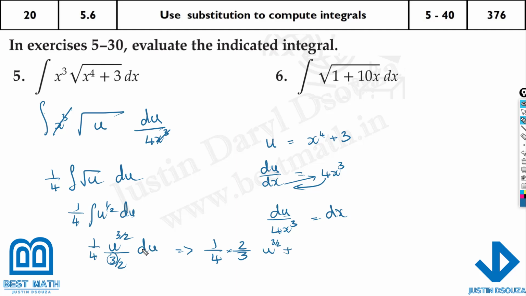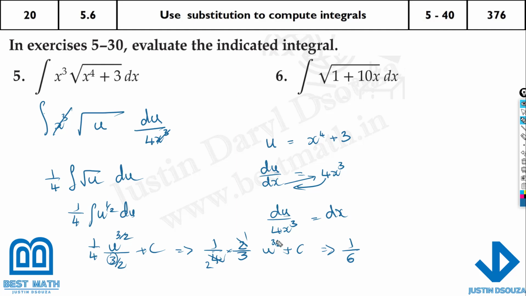I forgot to write plus c. It's not du, the du is gone. It'll be plus c over here. My bad. So here it's plus c. So the plus c will remain. This cancels. It's 1 time and 2 times. So you will have 1 by 6. The answer will be 1 by 6.